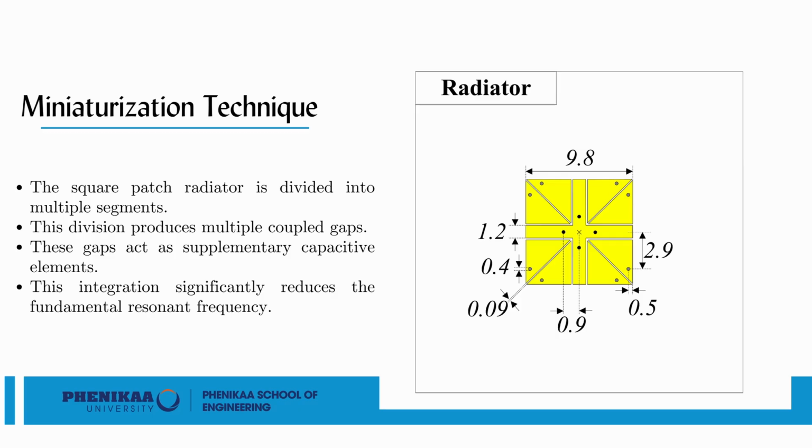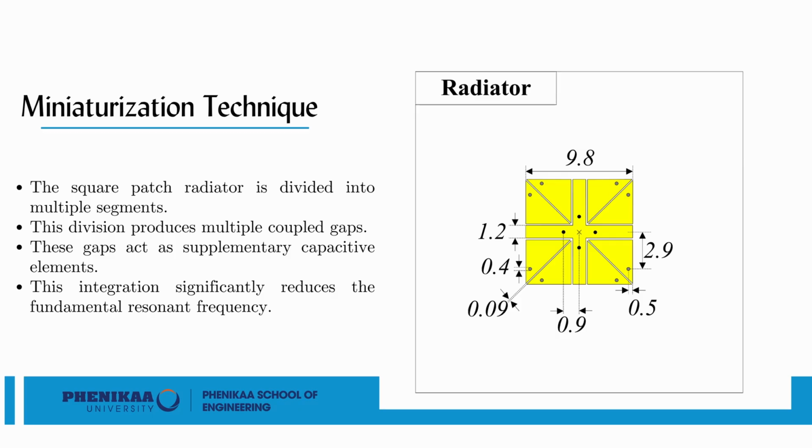In electromagnetic terms, these physical gaps act as supplementary capacitive elements integrated directly into the resonator. By loading the patch with this additional capacitance, we significantly lower the fundamental resonant frequency of the structure. This mechanism is exactly what allows the physical dimensions to remain so compact.